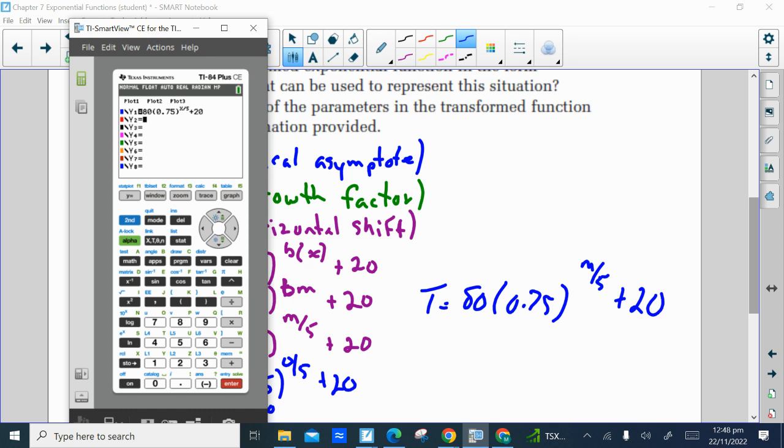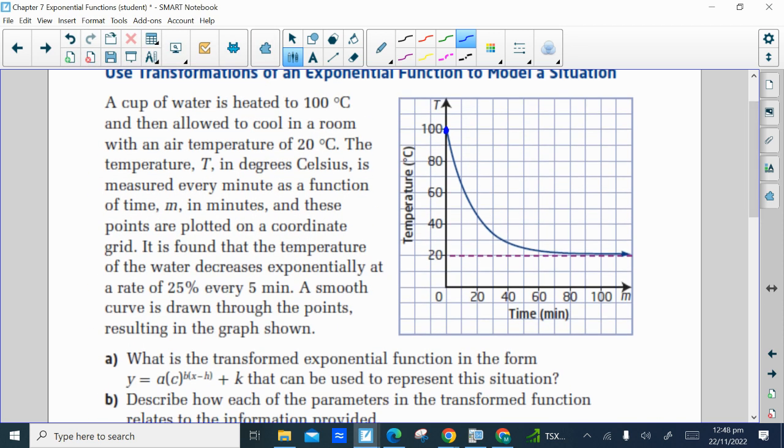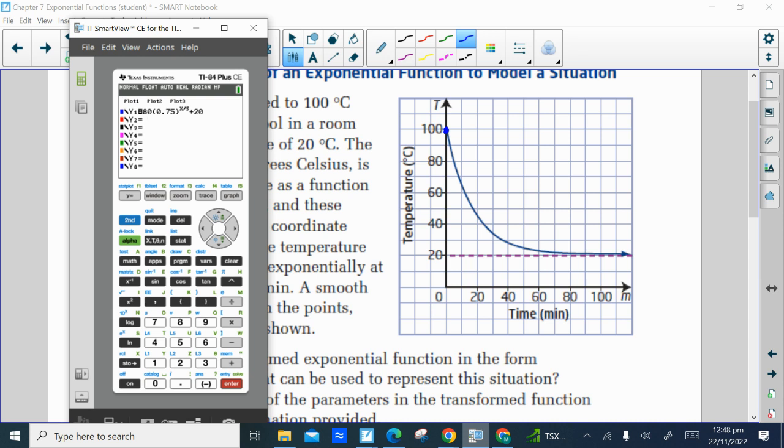If we look at our graph, our window should match what is there. Okay, for time, just so we can clearly see the t-axis, I'm going to go from -10 up to, let's say, 120. And let's do a scale of 10. For my y values, I'll go from -10 up to 110. And again, a scale of 10. So there's that graph.